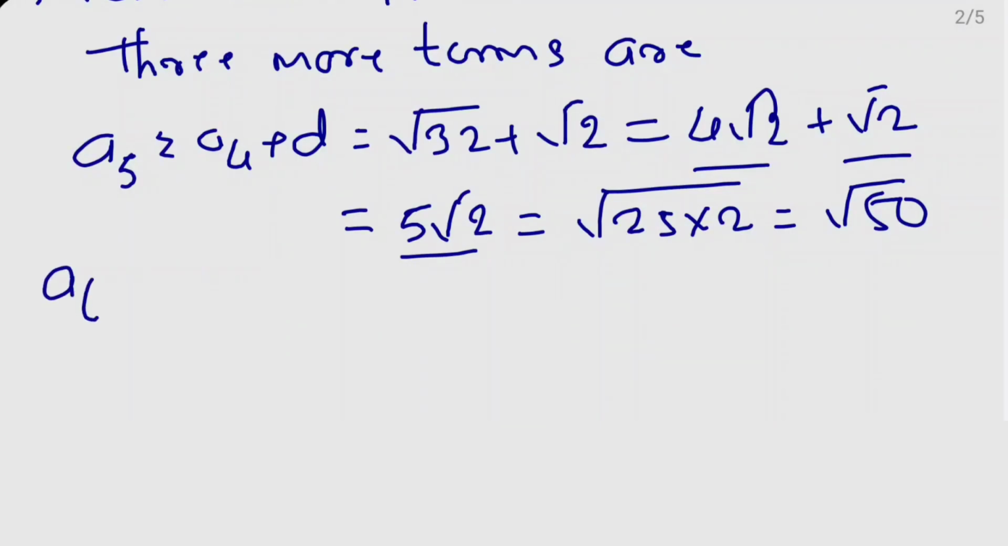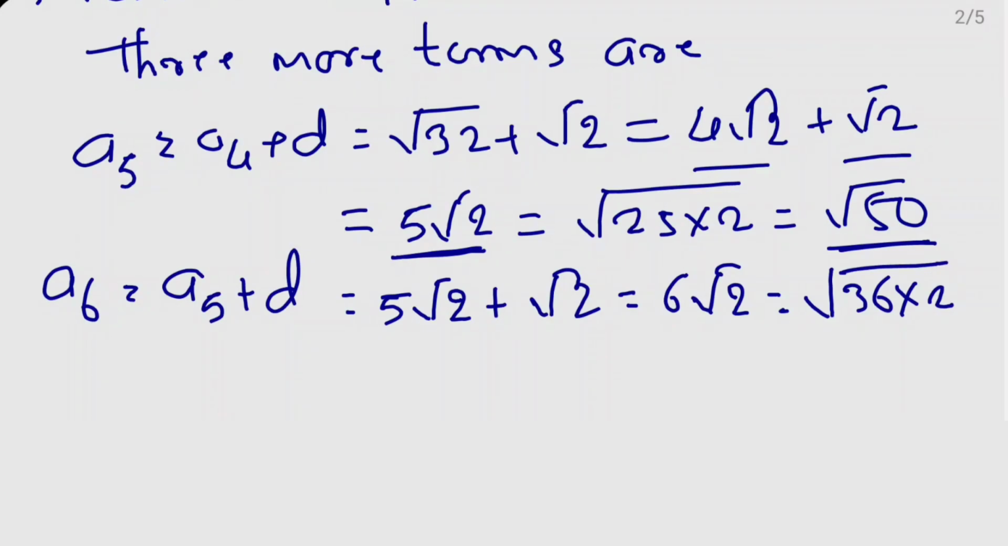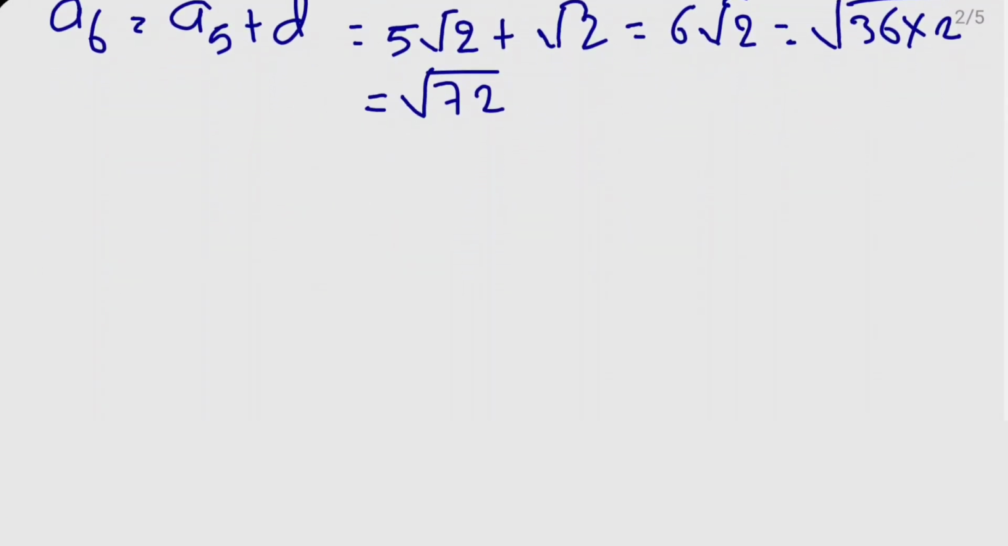So now a6 is a5 plus d. So a5 is root 50, and root 50 we can write as 5 root 2. So 5 root 2 plus d, which is root 2. Add these two, we get 6 root 2. This we can write as root of 36 into 2, since 6 square is 36. So under the root, 36 times 2, this becomes root 72. Is it clear?